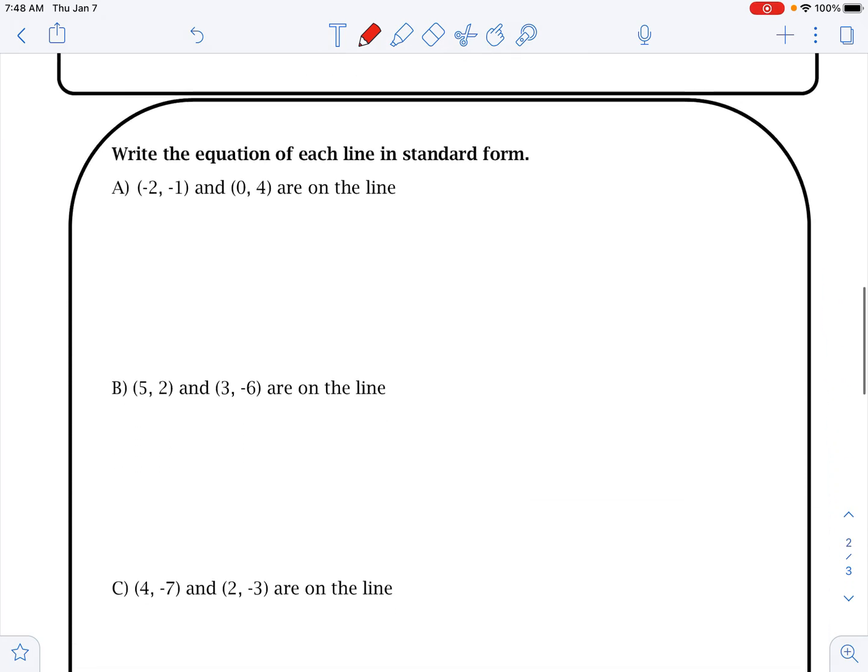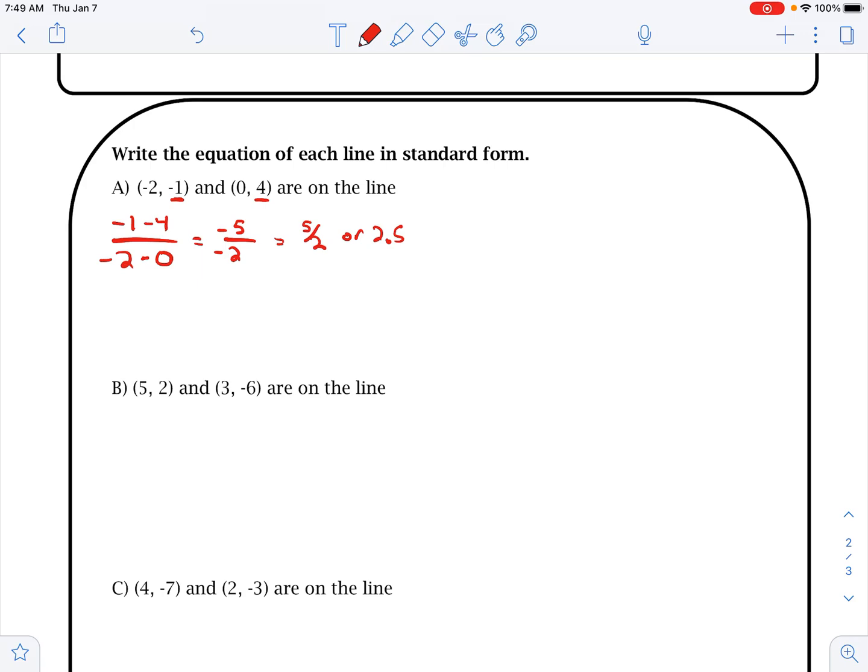We'll go on now. They give us 2 points instead of giving us the slope. So if they give us these 2 points, first thing I need to do is find the slope. So I'm going to subtract my y values, negative 1 minus 4, and then negative 2 minus 0. So negative 1 minus 4 is negative 5. Negative 2 minus 0 is negative 2. And so 2 negatives will make a positive. So we could say 5 halves. You could write this as 2.5 if you want.